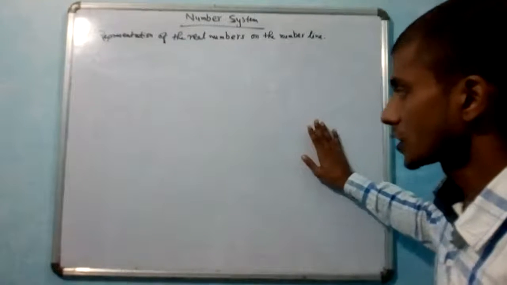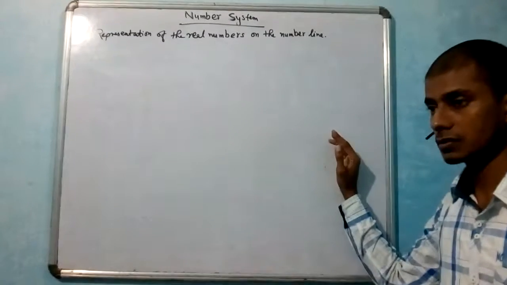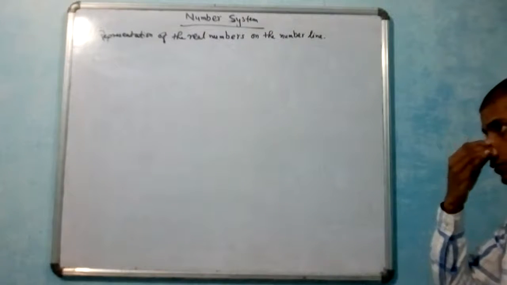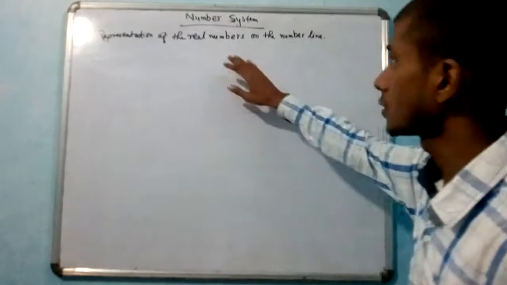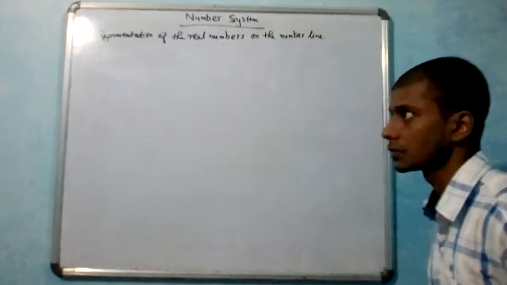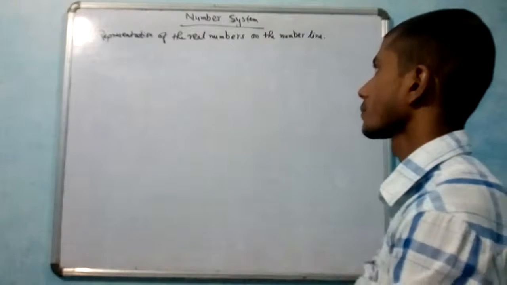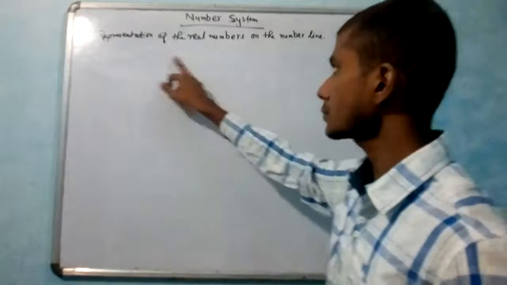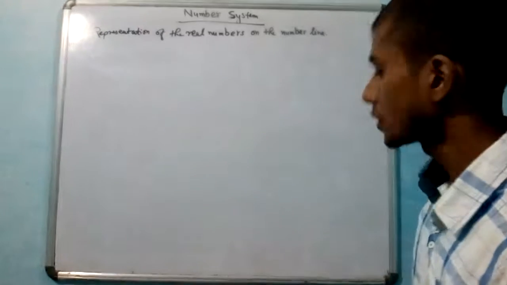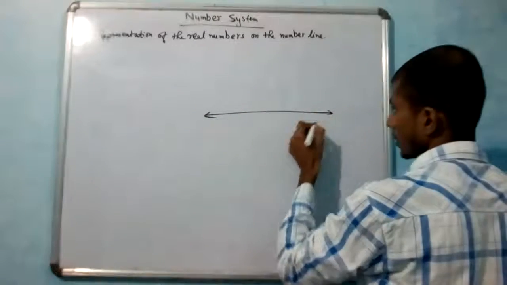So for the irrational numbers, first tell me, are irrational numbers real numbers or not? Yes, those real numbers which are not rational are irrational numbers. Okay. Now today we will see the representation of the real numbers on the number line. What is a number line? A line showing different numbers.